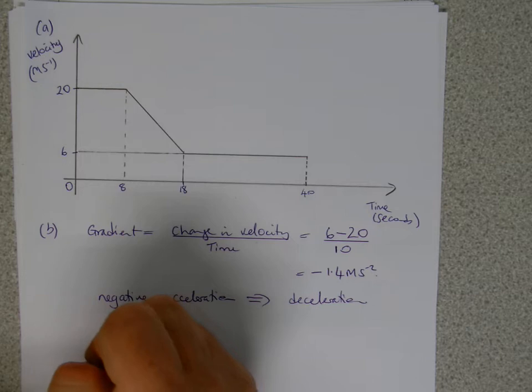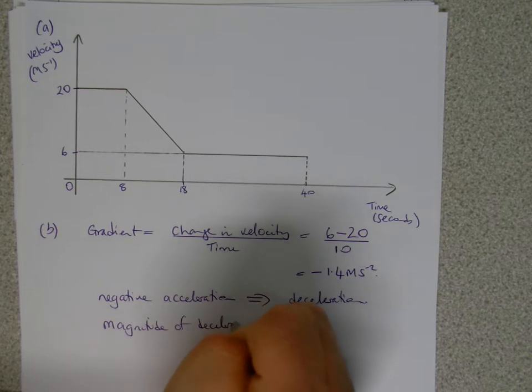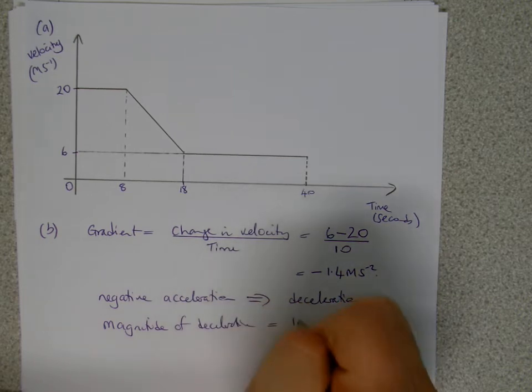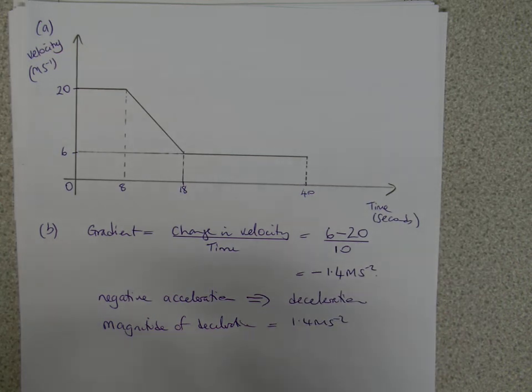Most important though, in part B, it's asking for the magnitude. When asked for the magnitude of the deceleration, we always write it as a positive answer, right? Because magnitude means size, we want the size of it. So when we consider the size of something, we always put a positive answer down. It's really important. When you consider the size of it, always write the positive of it down.